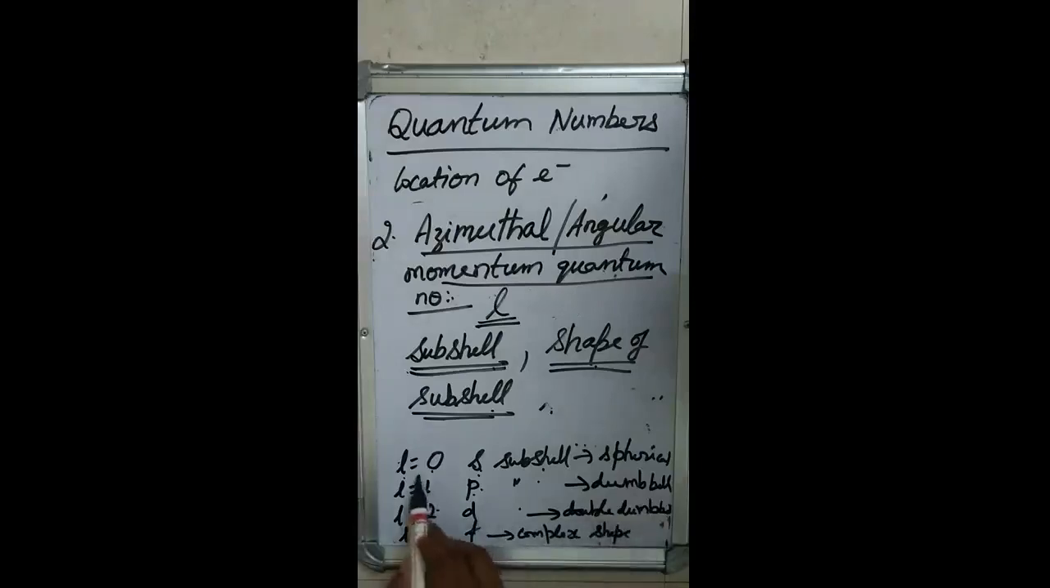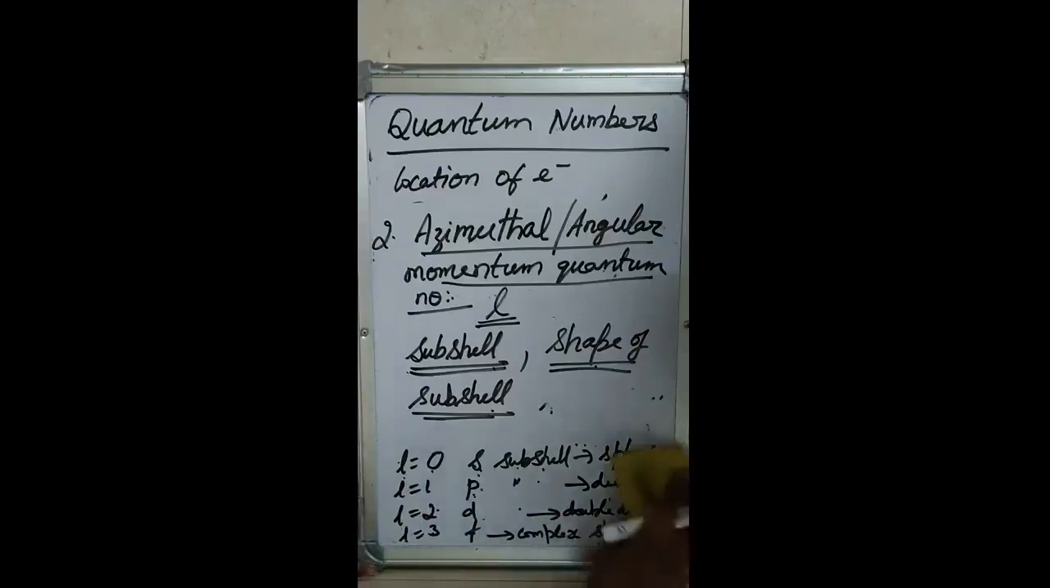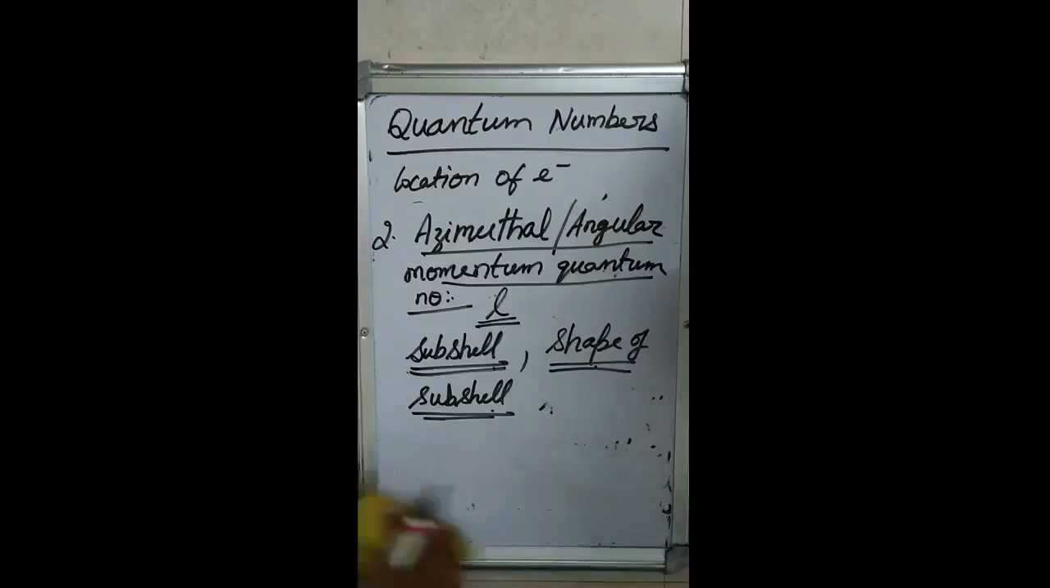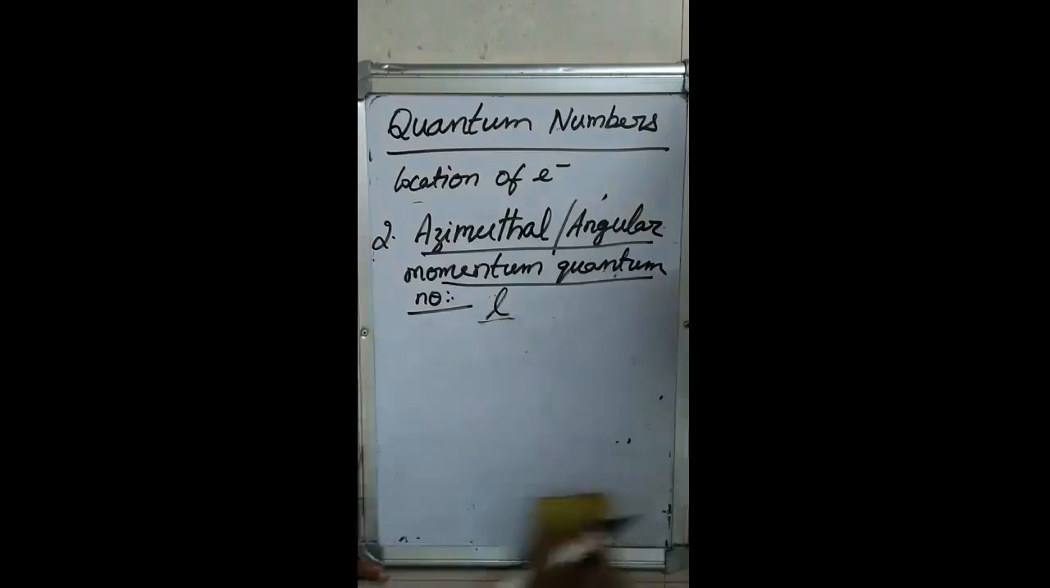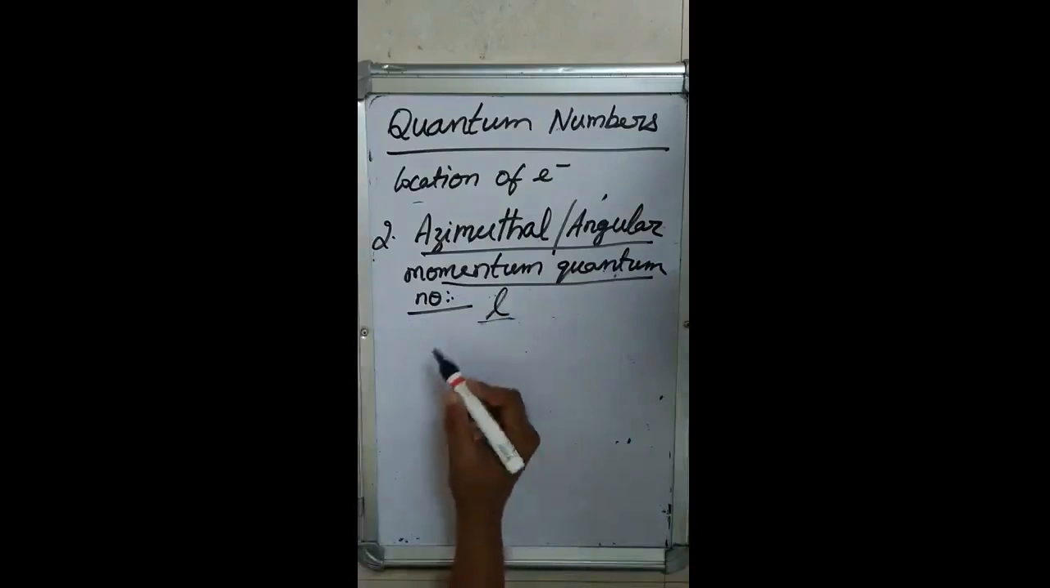I will repeat. S means it is a spherical shape. P means dumbbell shape. D means double dumbbell shape. F is a complex shape. I already explained, go through that. Okay. Now, what are the values of L based on n? Here I will write what the values of L are based on n.